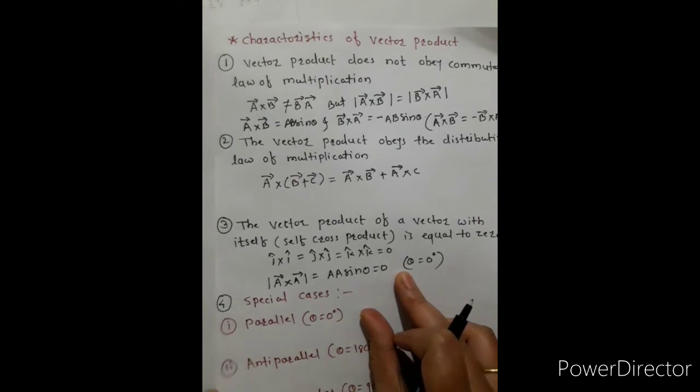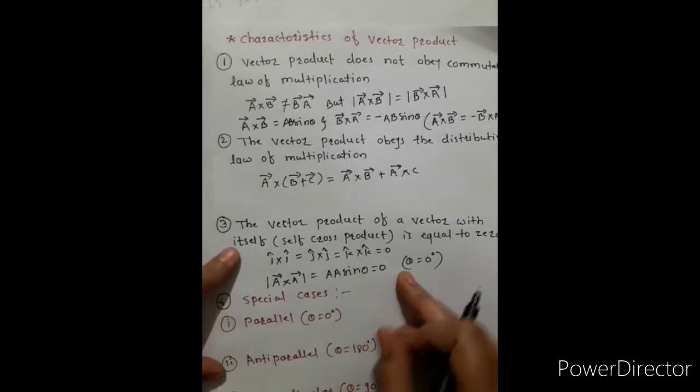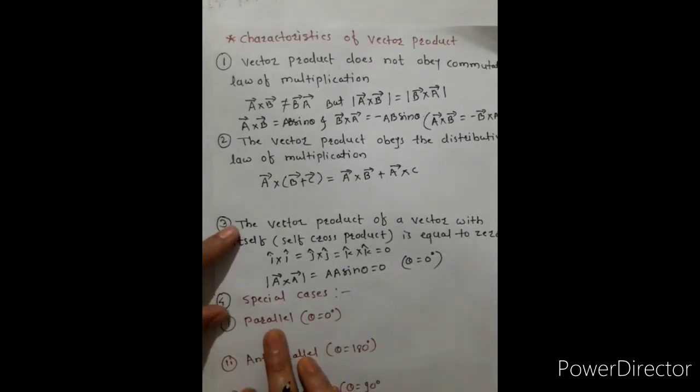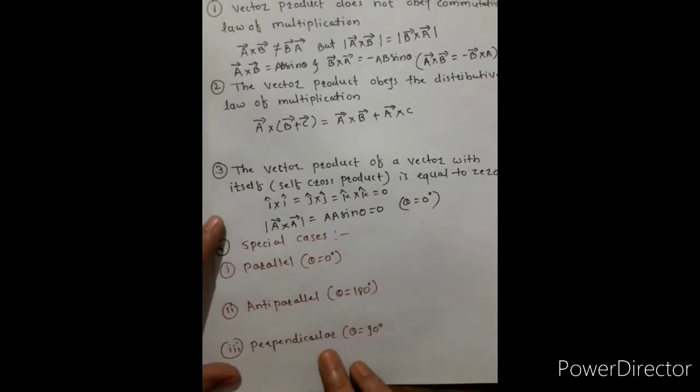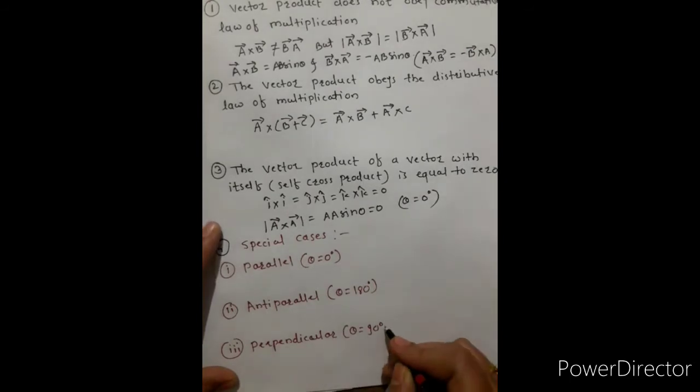Now the next characteristic is that there are three special cases. The first one is if the two non-zero vectors are parallel to each other. The second one is two non-zero vectors are anti-parallel, and the third one is two non-zero vectors are perpendicular to each other.